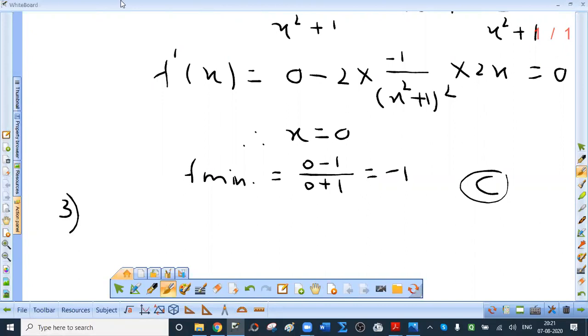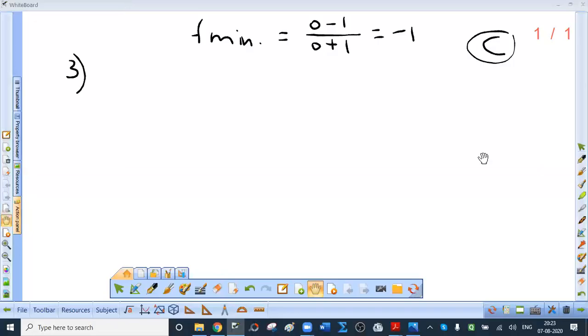Sum number 3. A ladder 5 meter in length is resting against a vertical wall. The bottom of the ladder is pulled along the ground away from the wall at 1.5 meter per second. The length of the higher point of the ladder, when the foot of the ladder is 4 meter away from the wall, decreases at the rate of. We have solved one sum of this type.